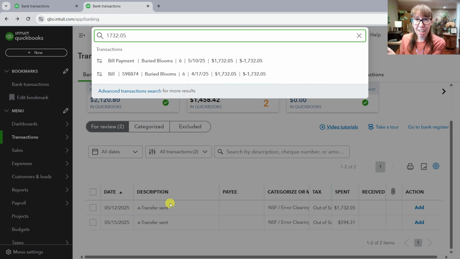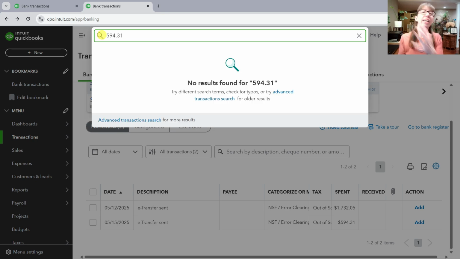Remember, we did have that e-transfer note. I'm going to pretend we didn't get that note. And I'm also going to illustrate what happens when a bookkeeper does not do all of these troubleshooting explorations. So just keep that in mind. So see how looking up the number can help. Let's look up 594.31. So it can't find 594.31.